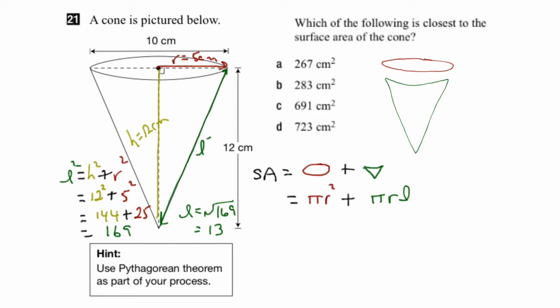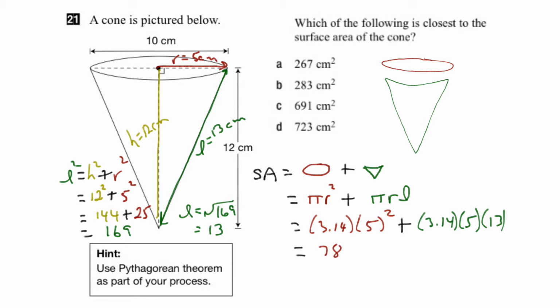So now we have all the information here to work out the surface area. So this becomes pi, which is 3.14, times the radius, which is 5, all squared, plus pi, again 3.14, times 5 times 13. So 5 squared is 25 times 3.14 is 78.5. And 13 times 5 times 3.14 is 204.1.